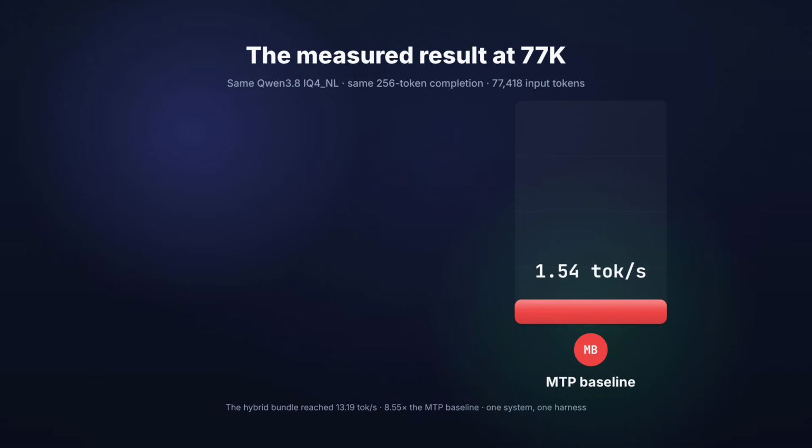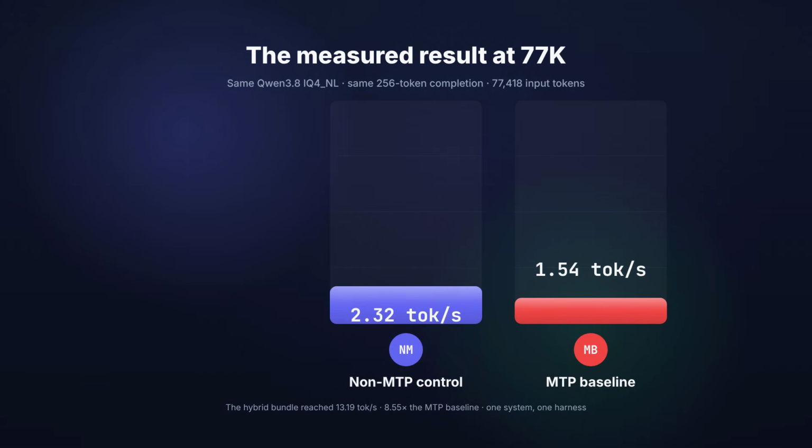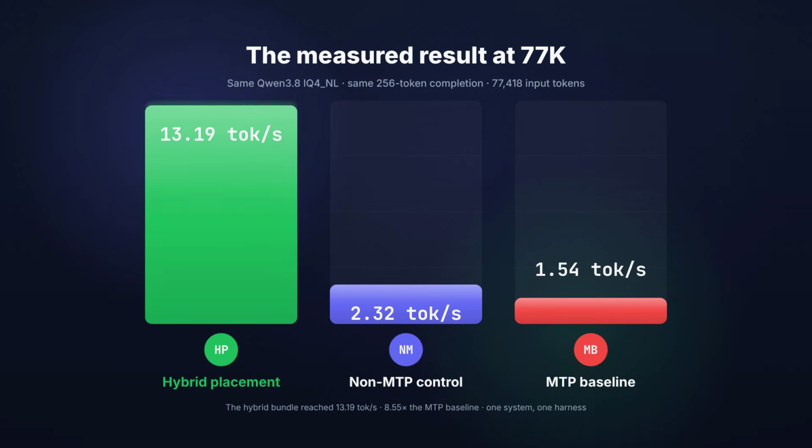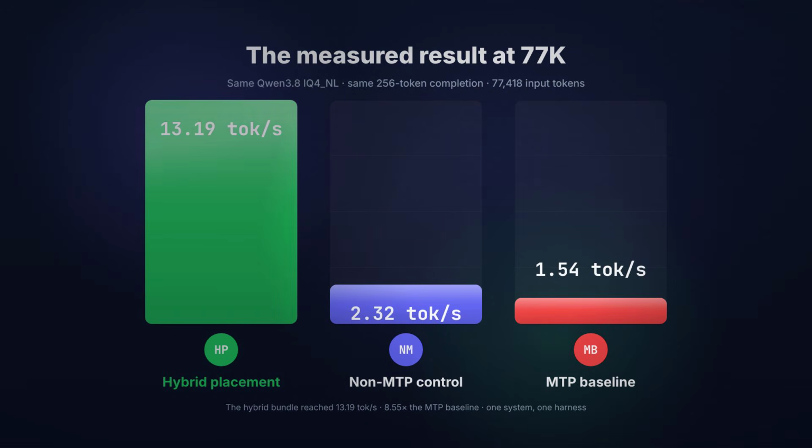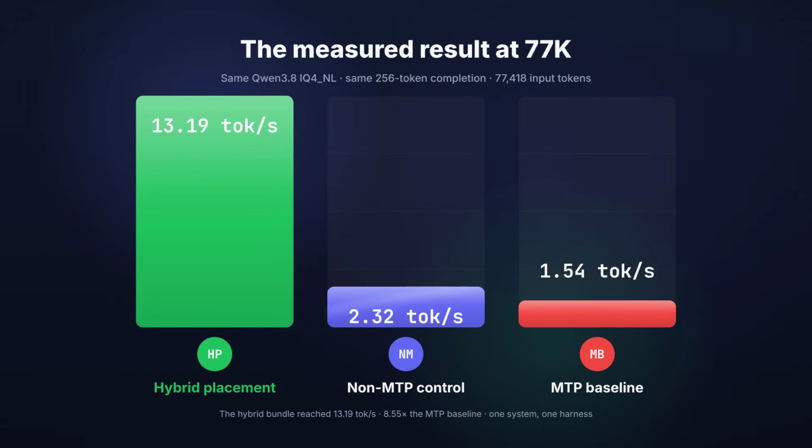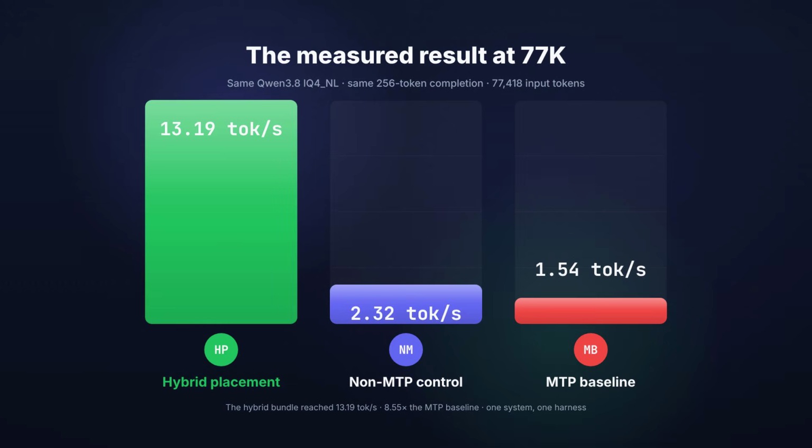For this Qwen 3.8 deployment, the order is clear. MTP alone helped smaller prompts, but failed at extreme context. Compressed caches gave a modest lift, and the tested hybrid placement bundle recovered long context speed. Engram mod is worth testing on representative workloads after that foundation is in place, not enabling on faith.